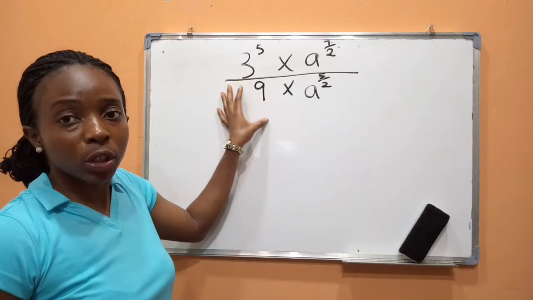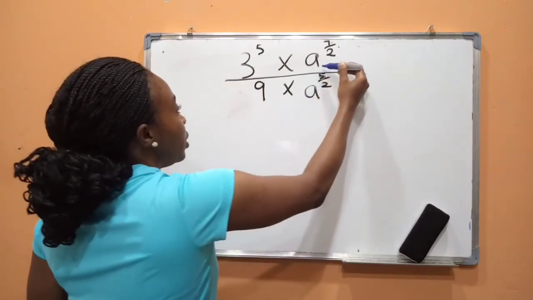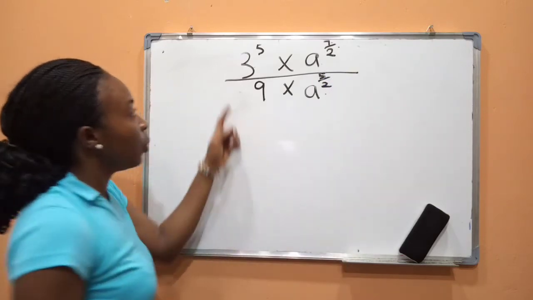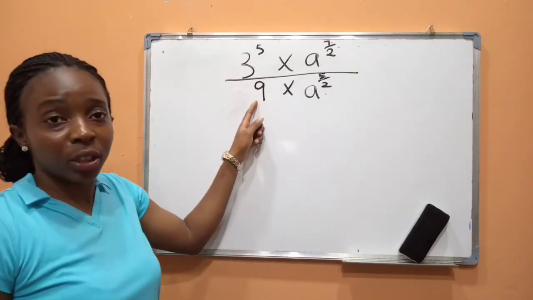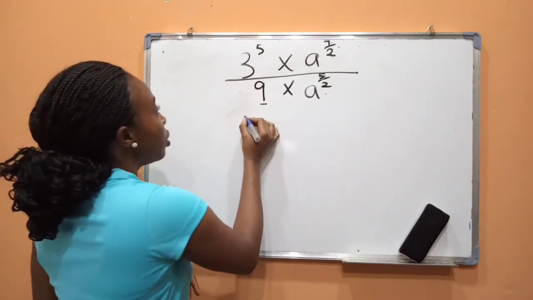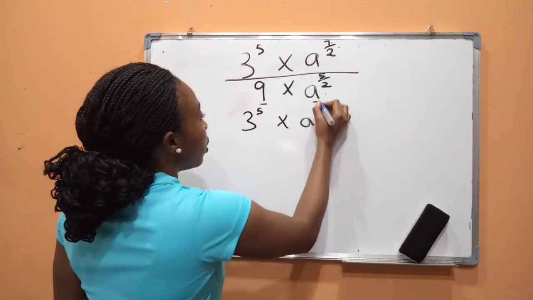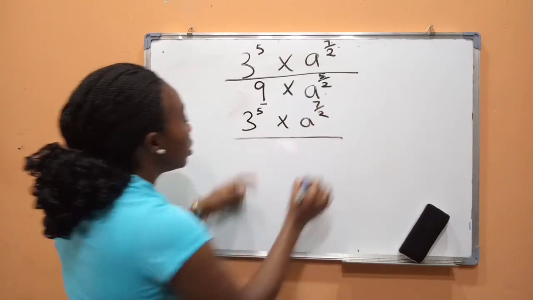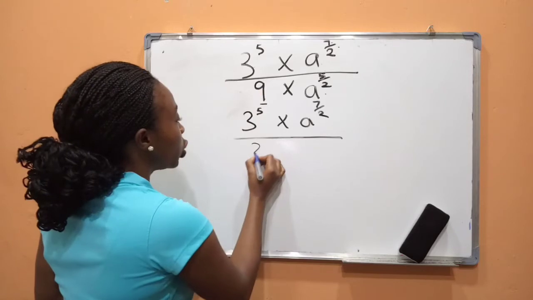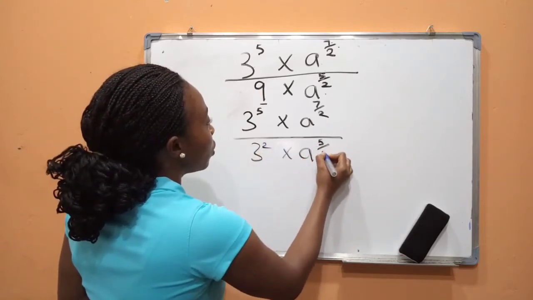Okay. Now we've gotten to this stage. We have same bases here. We have a and a. Here we have 3 and here we have base 9. Can we further break this down? Yes, we can. So we are going to have 3 raised to the power of 5 times a to the power of 7 over 2 over, this becomes 3 squared times a to the power of 5 over 2.